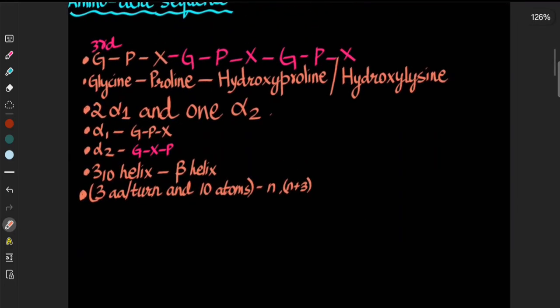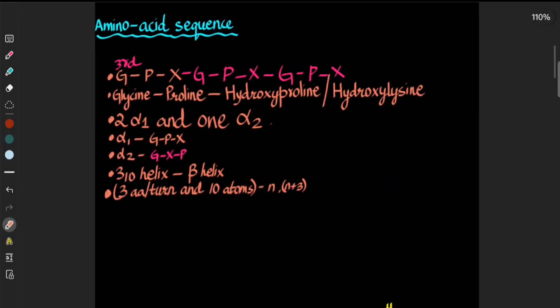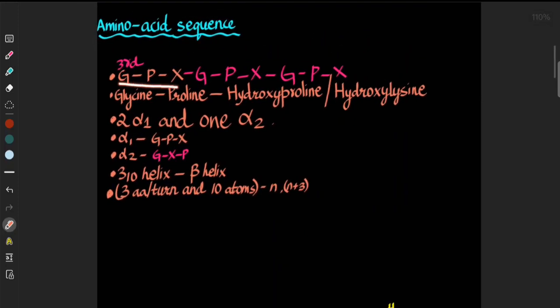Okay, so now we're going to see, so we are sure about the amino acid sequence GPX, right? But the case of GPX is not always there, as I told you. Sometimes the amino acid can have a different sequence as well, but glycine will be the third amino acid anyhow. Now let us see another point, that is 2 alpha 1 and 1 alpha 2.